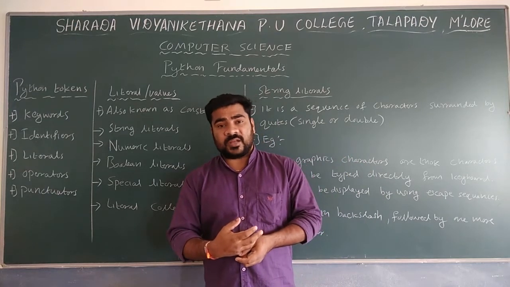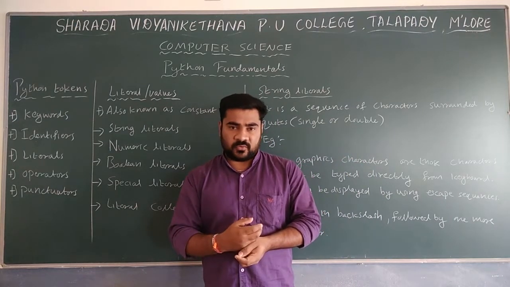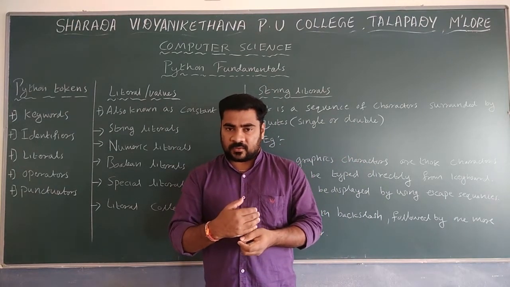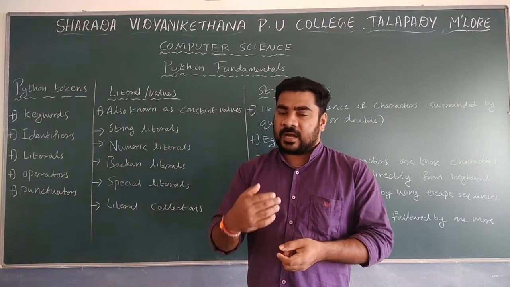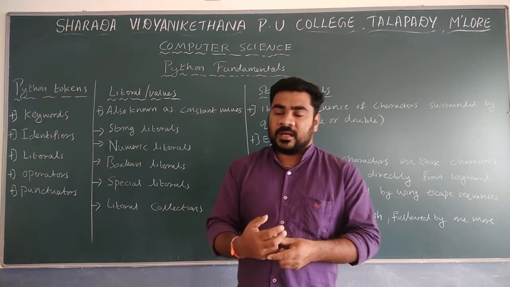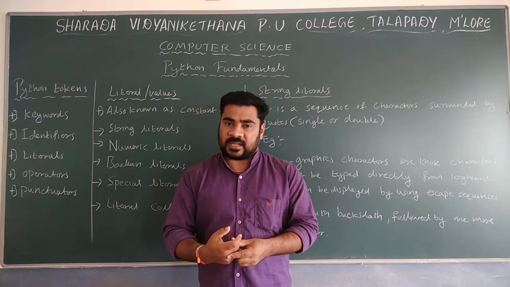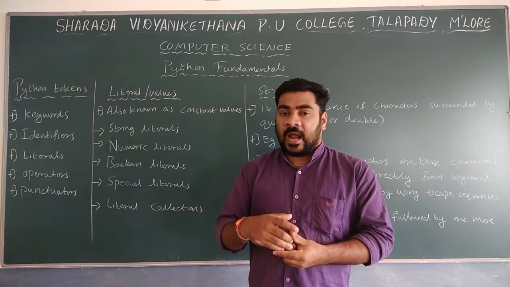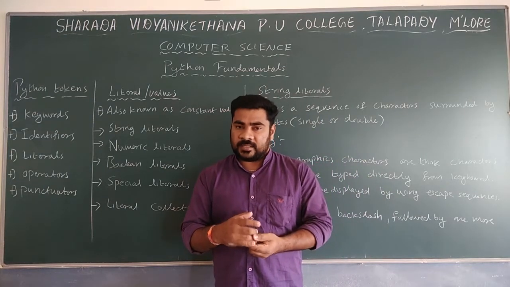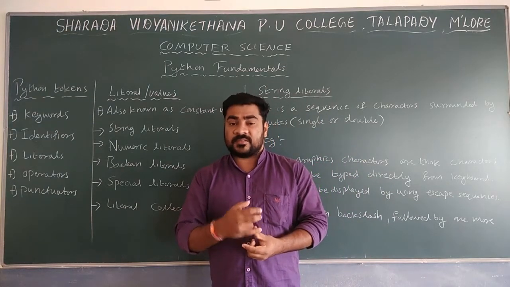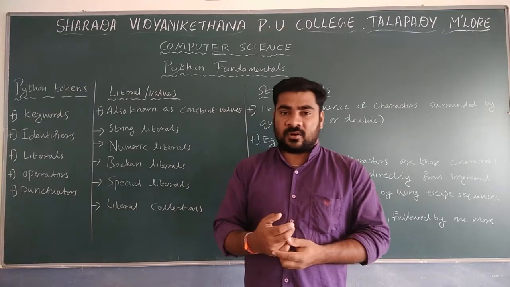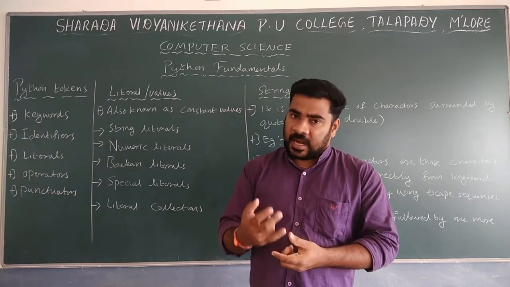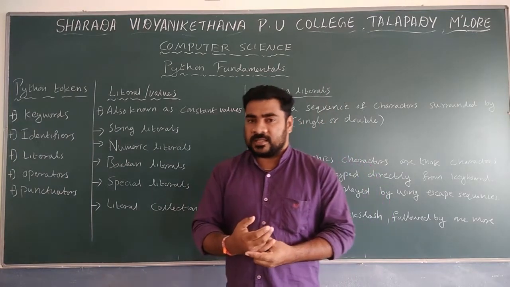Whenever you name an identifier, we have to follow some rules. We can use only digits, characters and only one special character, that is the underscore. These three things are possible. If you write any identifier name, you should not start with a number or digit. I can have a digit, but you should not start with one.